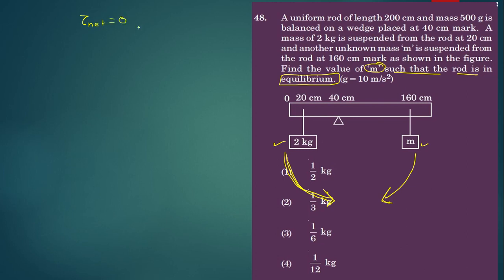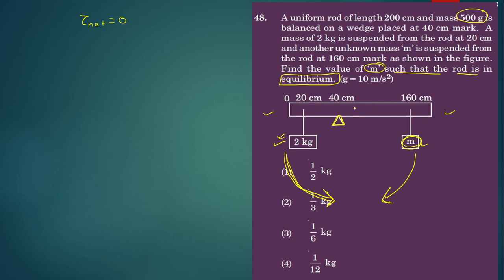Then who are contributing torque? This particular mass is contributing torque because of its weight. This particular mass will also contribute to torque because of its weight. But this particular rod also has some mass, 500 gram. This will also contribute to the torque. Now this is the point of balance. Therefore the total torque on the right hand side should be balanced by the total torque on the left hand side. So anti-clockwise torque will be balanced by the clockwise torque.